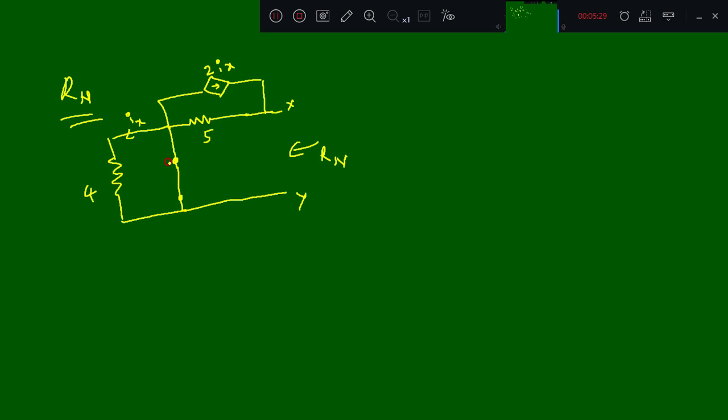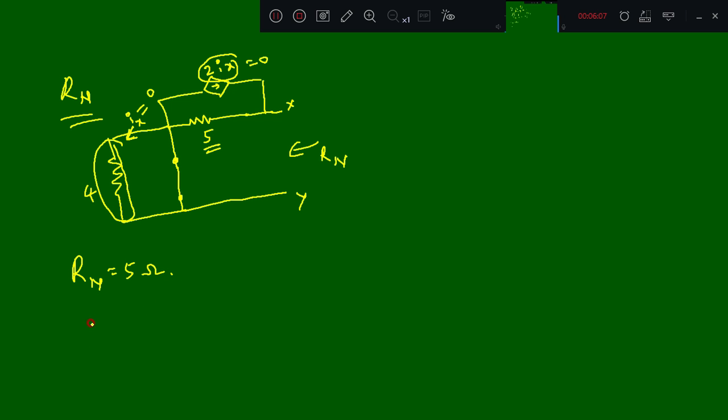We don't have any sources, no voltage sources present in the circuit. So there is no question of Ix in the circuit. Then if no Ix is there, the dependent source also becomes 0. This is also 0, this is also 0. Then we need to ignore this. If no current flows in this resistor, ignore it. Then only one resistor remains, that is the 5 ohm resistor. So RN is equal to 5 ohms.